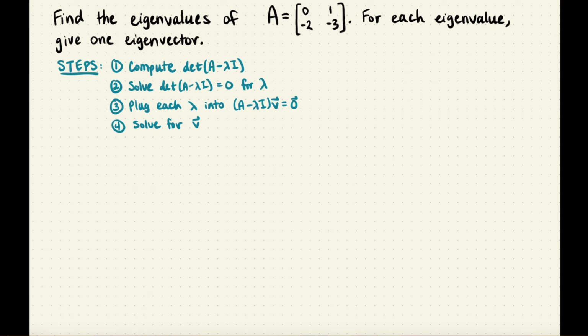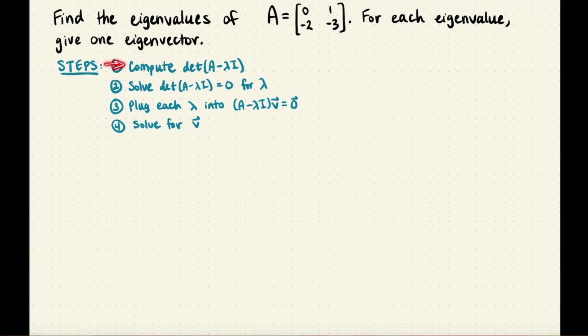Today we're going to talk about eigenvalues and eigenvectors. And we're going to do that by doing an example. So we're going to find the eigenvalues of this matrix here, 0, 1, -2, -3. And for each eigenvalue that we find, we'll give one eigenvector. So the steps to do this are listed here.